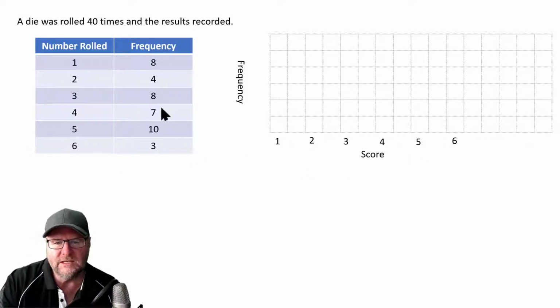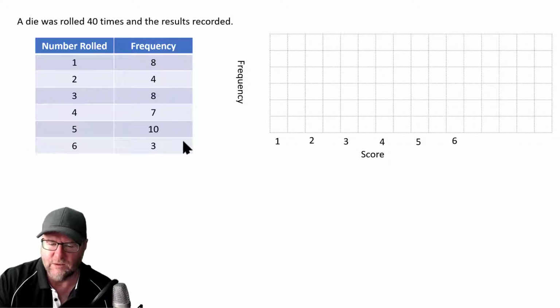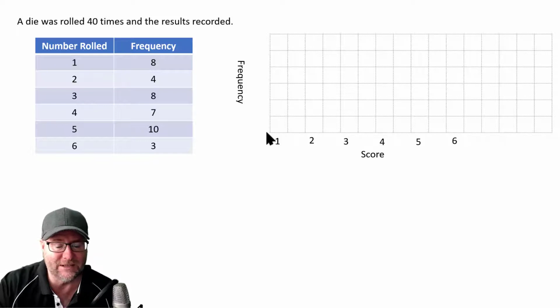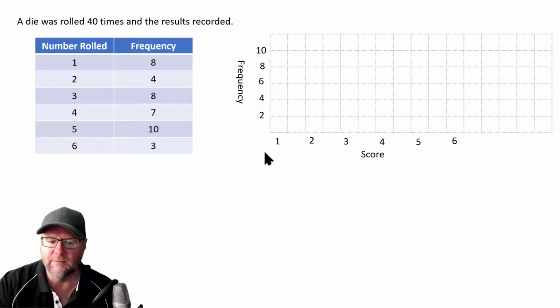Now my frequencies: the highest frequency, the number that came up the most, was the number 5, and it happened 10 times. So I've got to go up 10 boxes, but I don't have 10 boxes. So I'm going to have to get creative in this case, and I'm going to make every one of these boxes worth 2. So I end up with this. This would be 2, frequency 4, 6, 8, and 10.